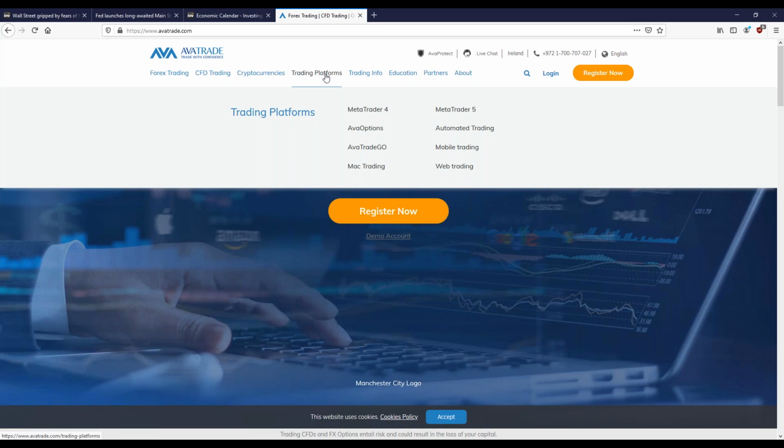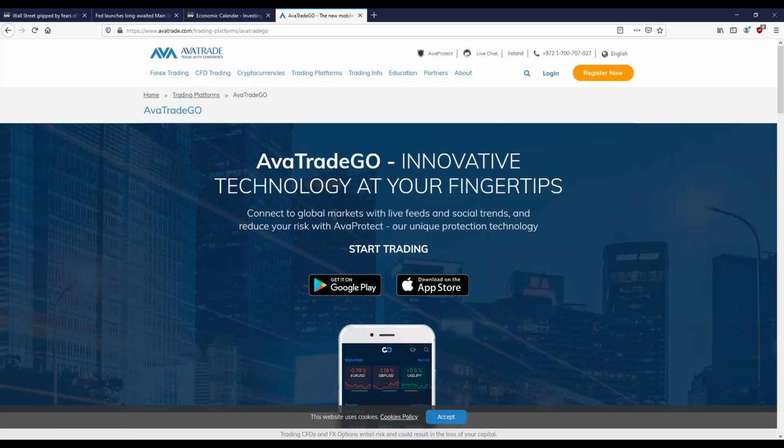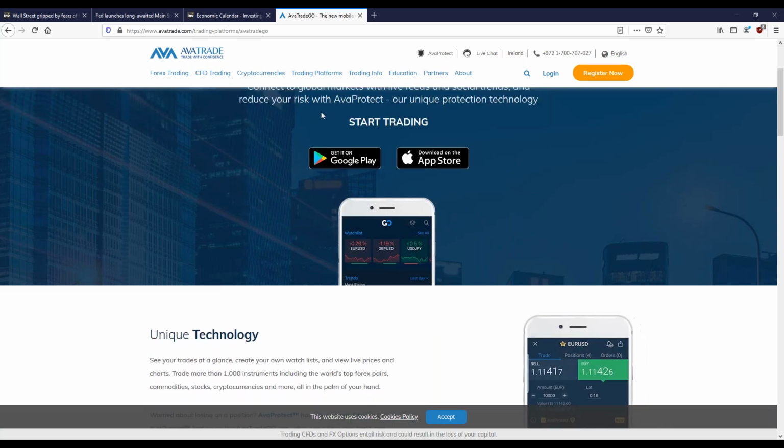The trading platforms, obviously we have MetaTrader 4, MetaTrader 5. We offer options trading, but what I wanted to show you was AvaTrade Go, our mobile app developed specifically by AvaTrade for AvaTrade traders, has some special features on it. So you can download the AvaGo app from here or in your app store.